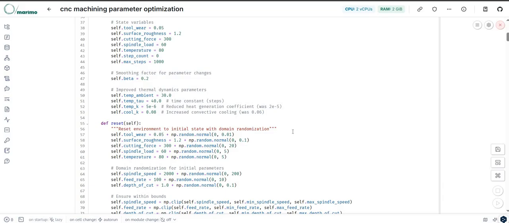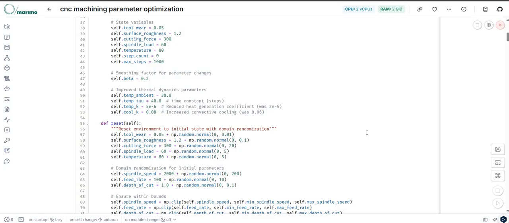There is also a step counter that starts at 0 and goes up to 1000, which is the maximum steps allowed in a simulation episode. Then there is a smoothing factor called beta set to 0.2, meaning parameter changes won't jump immediately to the new values, they will be applied gradually.